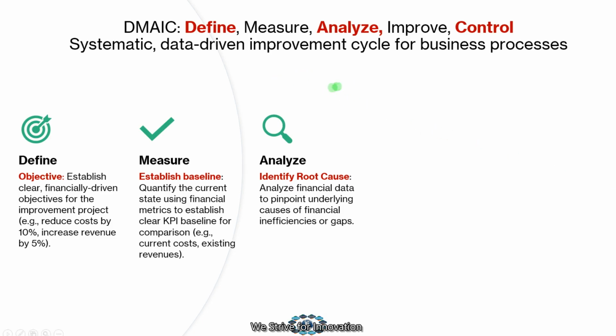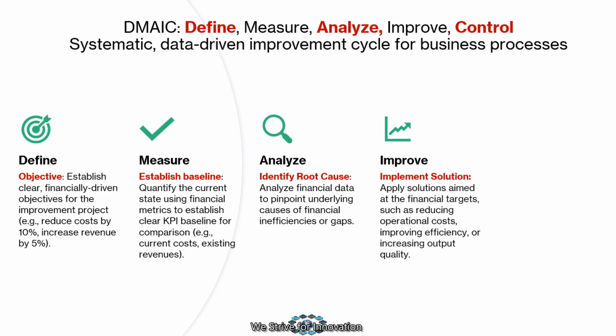Then we move on to the improve phase. Here it's the solution implementation phase. Here we apply solutions aimed at financial targets such as reducing operational cost, improving efficiency, or increasing output quality. We monitor and measure the financial results of the improvement and compare them against the targets we set in the measure phase.